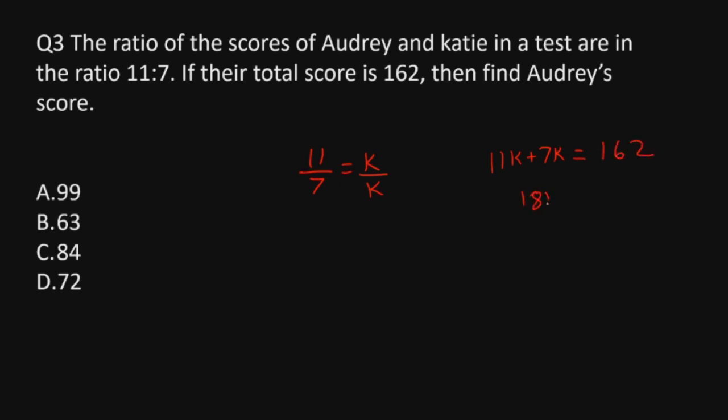So it's 18k equal to 162, and k is equal to 9. And what we need to find is Audrey's score. Audrey is 11, so the score will be 11 into k, and 11 into 9 is 99. So answer A is correct.